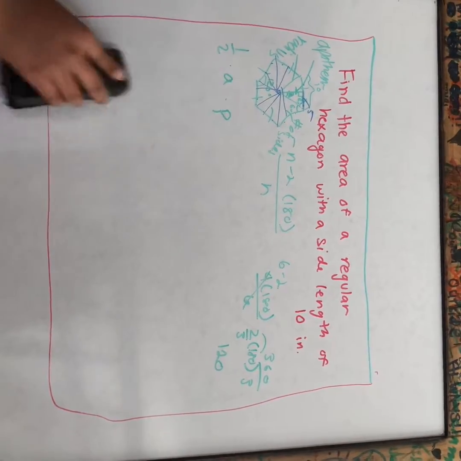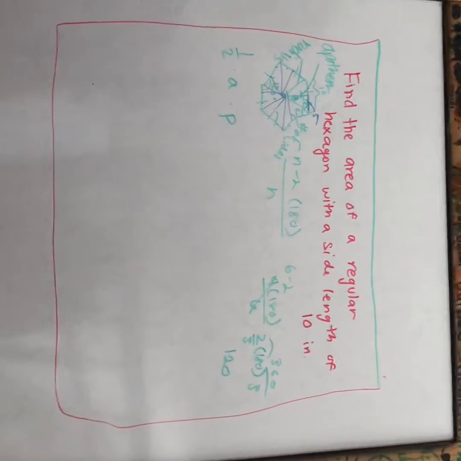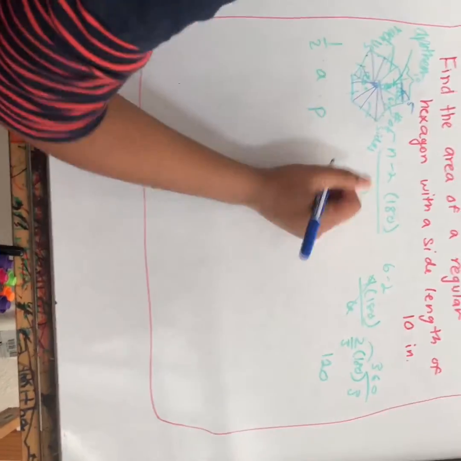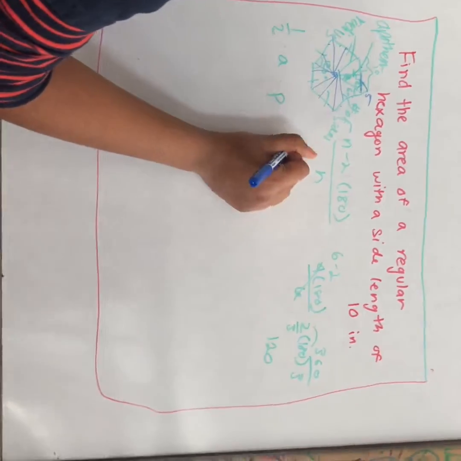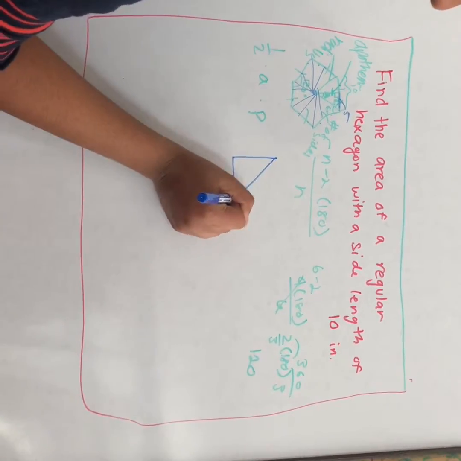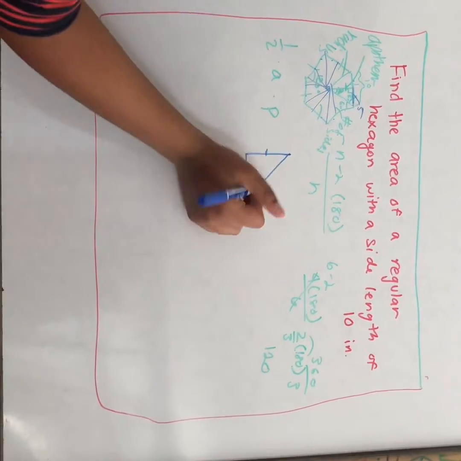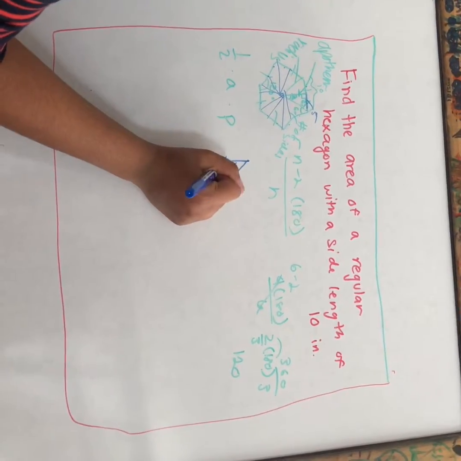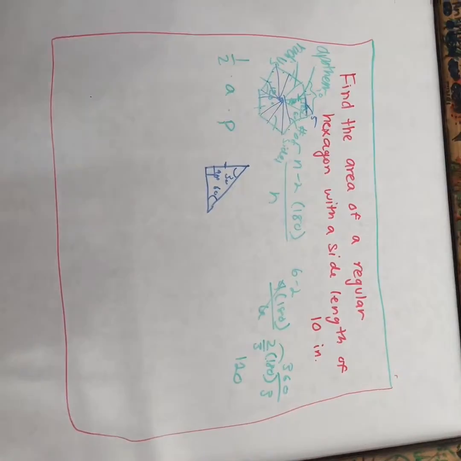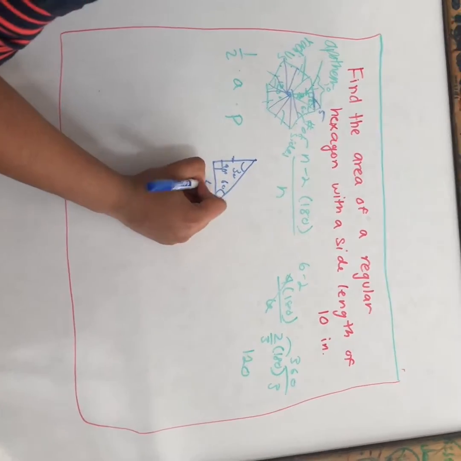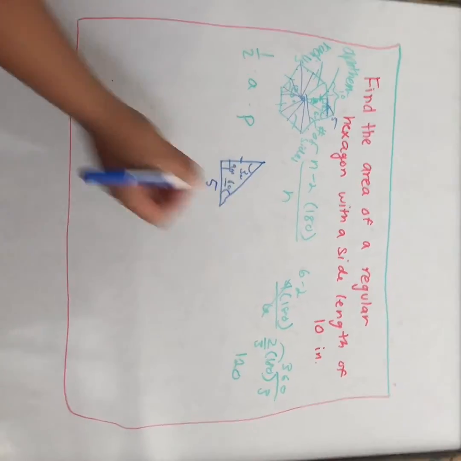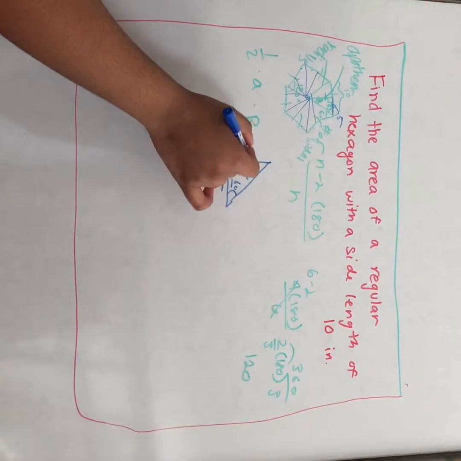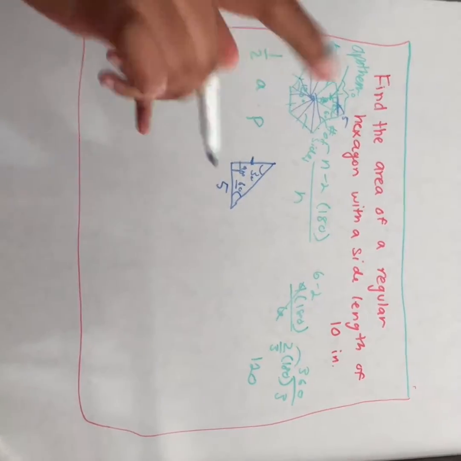Now going back to finding the actual area, we need the size of the apothem. Right now what we're trying to find is this apothem. So this is going to be 60, this is going to be 30, and this is going to be 90 degrees. We know that this part is 5, and we know that's 60. So now you use sine, cos, and tan to find it. I'm going to pause right now and get my calculator.